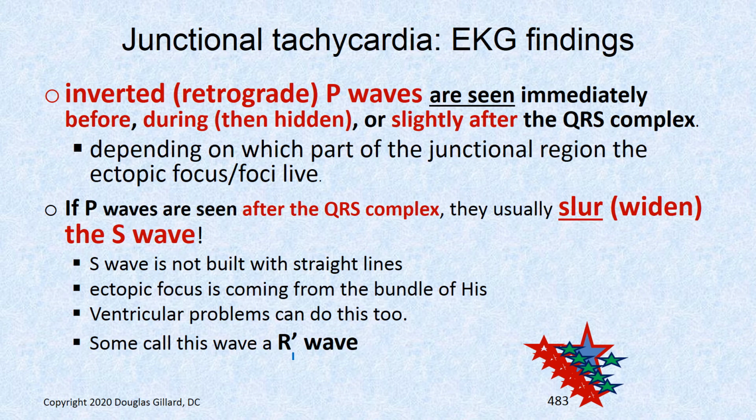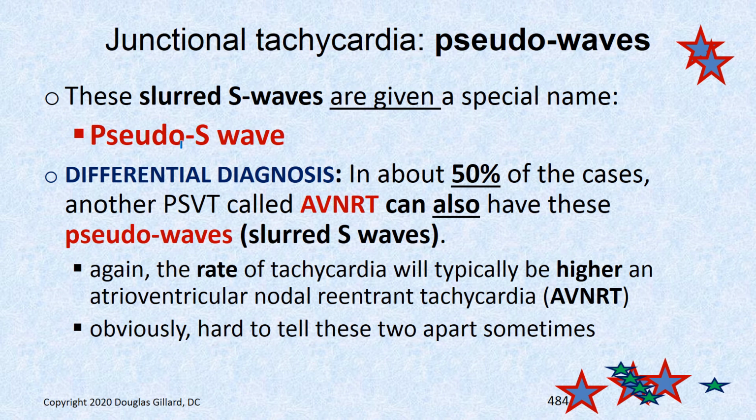Sometimes they call that an R prime wave. When you see a slurred S wave, they just call it an R prime wave. I'm not going to go into that because it's too confusing. I'm just going to call them slurred S waves, or if I name it, you can call it a pseudo S wave because it's slurred. So as I said, in the differential diagnosis, in 50% of the cases, another supraventricular tachycardia called AV NRT can also have these slurred S waves, these pseudo waves.